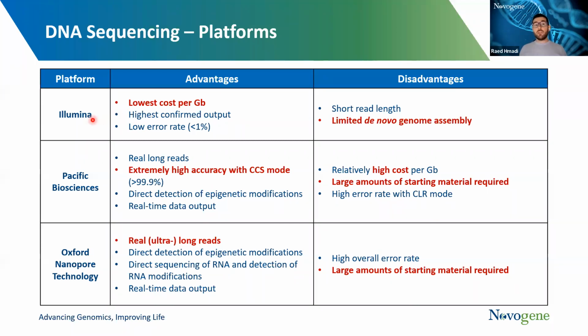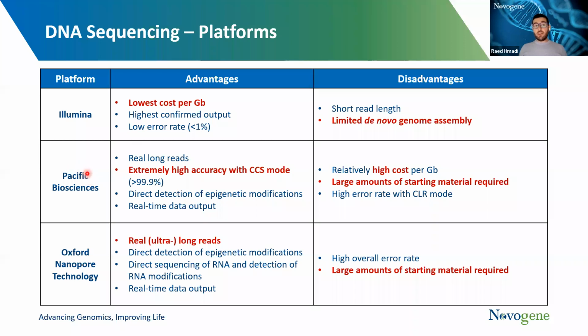disadvantages, we know that Illumina provides us with the lowest cost in terms of DNA sequencing, has the highest confirmed output, and a very low error rate. However, Illumina has its disadvantages, and those mainly include short read length and limited de novo genome assembly capabilities.